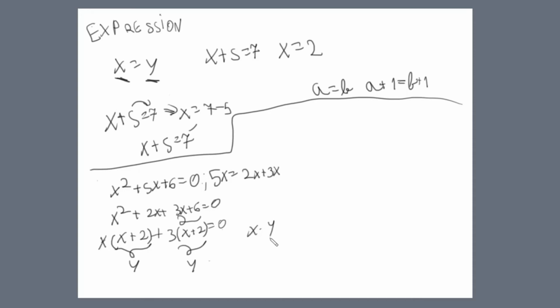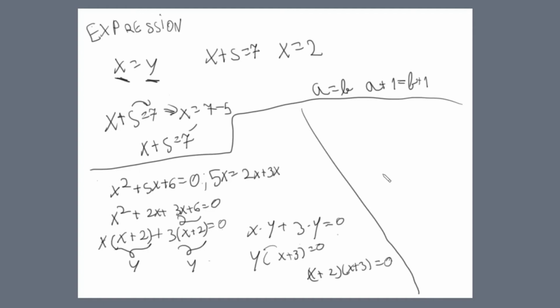So what we're left with now is x multiplied by y plus 3 multiplied by y, and it's equal to 0. So we're going to take the common factor as y, and it's going to be x plus 3, because it's x multiplied by y and then 3y, and it's equal to 0. Now we're going to put that back, and it's going to be x plus 2 multiplied by x plus 3, and it's equal to 0.